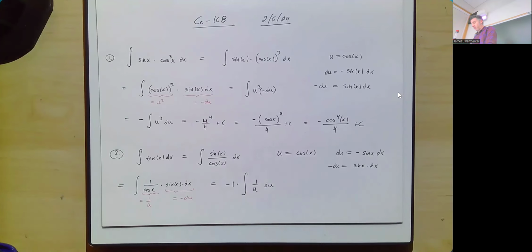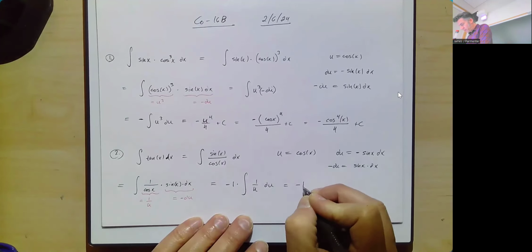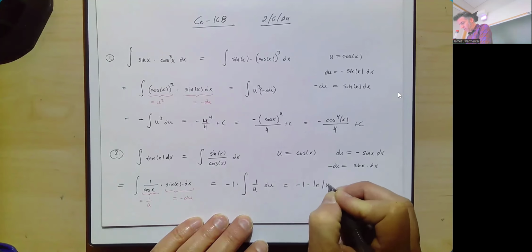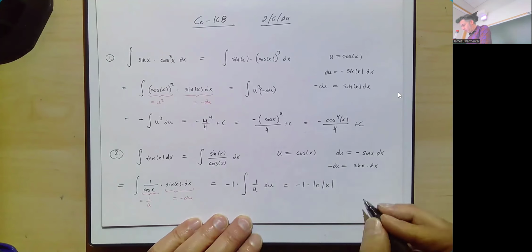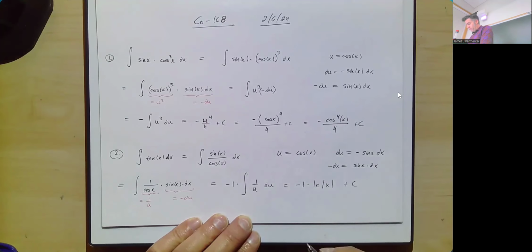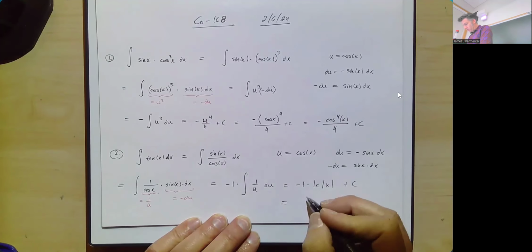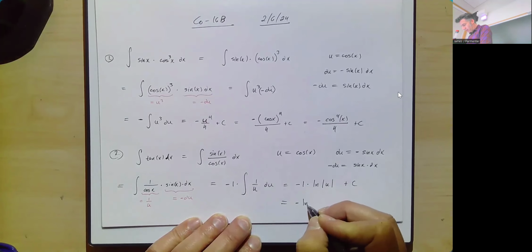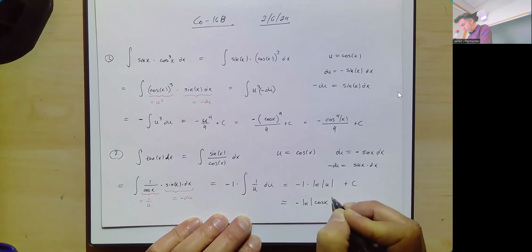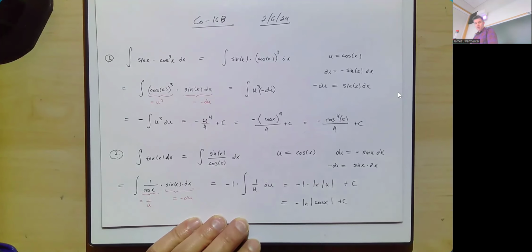And the antiderivative of 1 over u is the natural log of the absolute value of u. We get a plus c. And finally, replacing u with what it's equal to, we get the negative natural log of the absolute value of cosine of x plus c. You probably should memorize this.